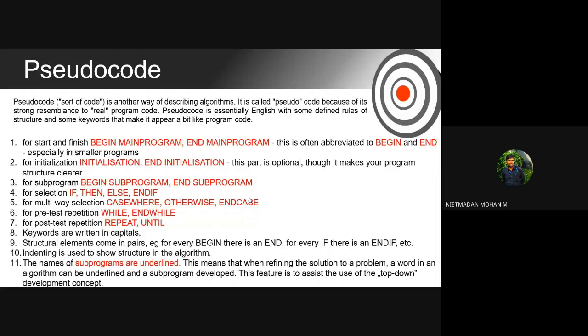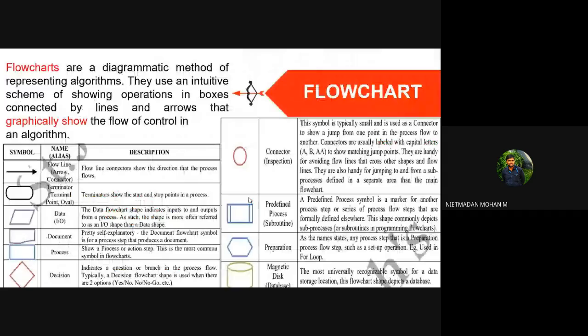For pseudocode, I have mentioned some of the keywords that are to be used. There are a lot of keywords, and I have mentioned only some of them. So kindly go through those keywords, and when we get to the program part, I will explain how these keywords are used there. Fine. So now coming to the flow chart.